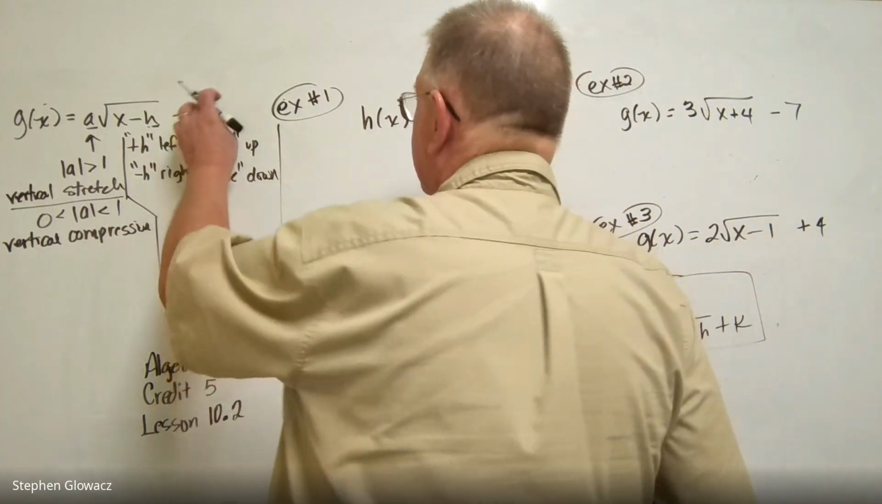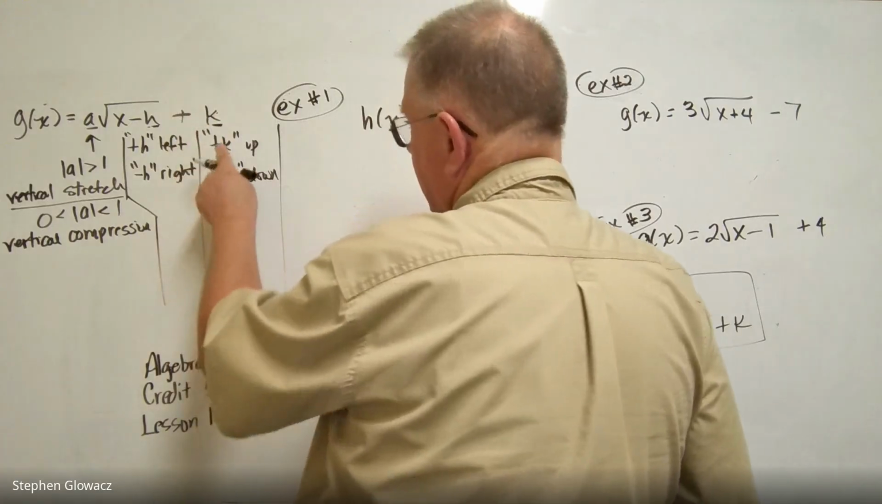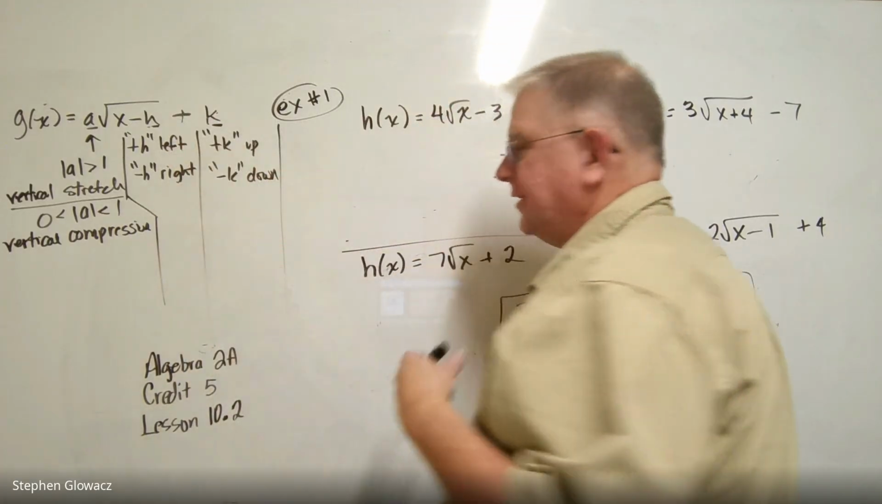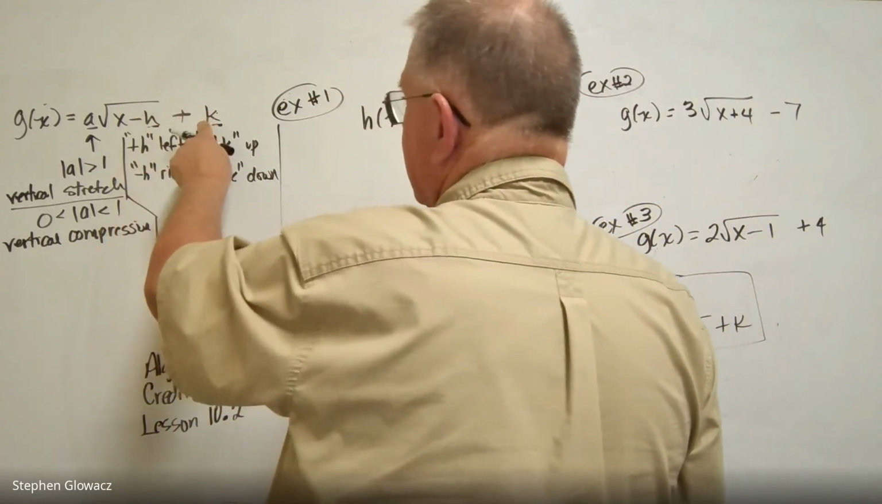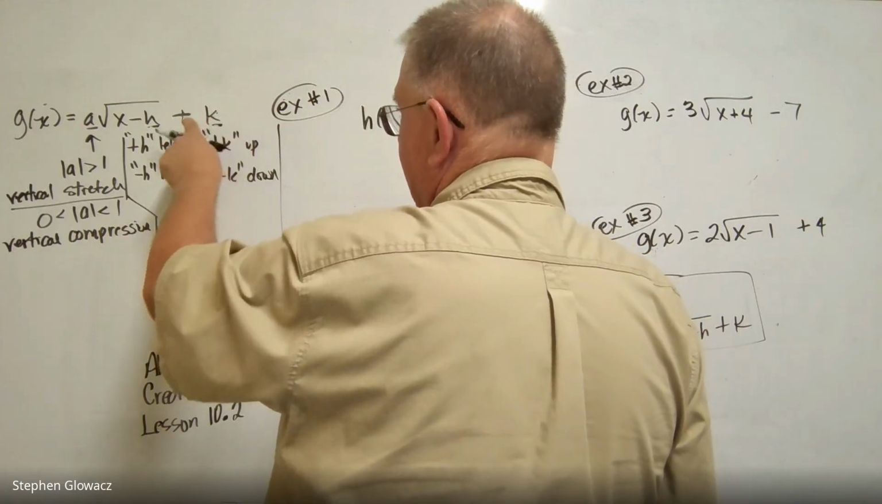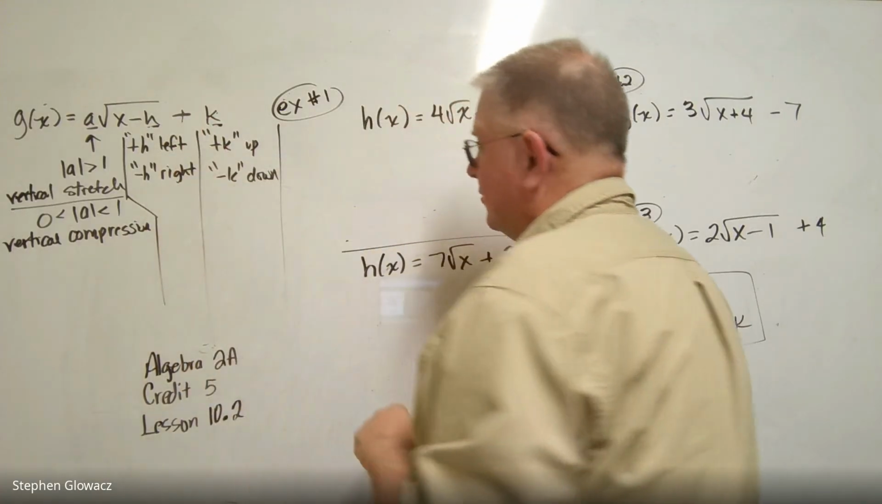Finally, with k, K is the nice one. It does what you think it will. The number that's outside the radical is what moves the graph up or down. Plus k moves us up. Minus k moves us down.